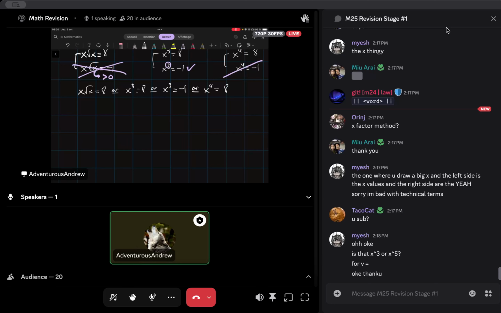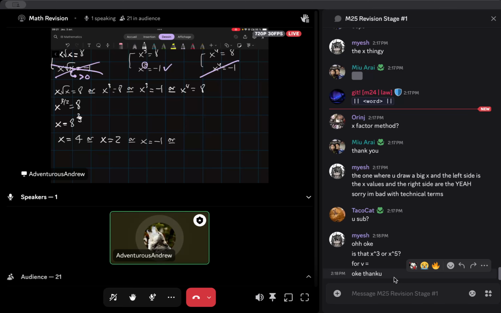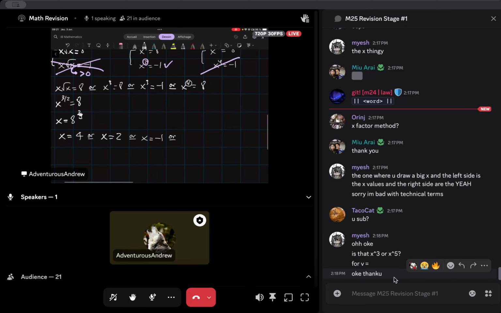x root x is equal to 8, x to the 3 over 2 is equal to 8, x is equal to 8 to the 2 over 3, x is equal to 4. Second guy, very straightforward. Third guy, also straightforward. Last one, how many solutions do we have? Two, even power.